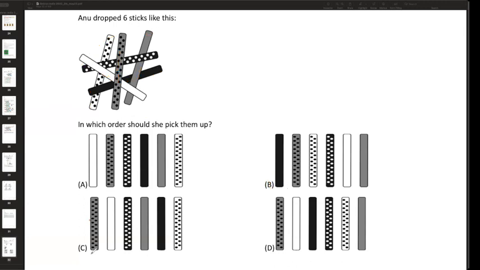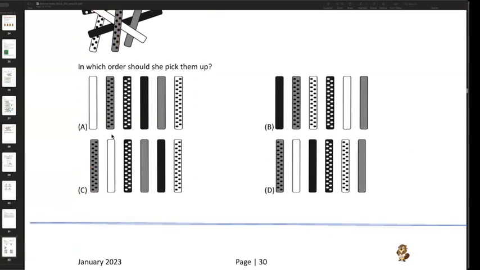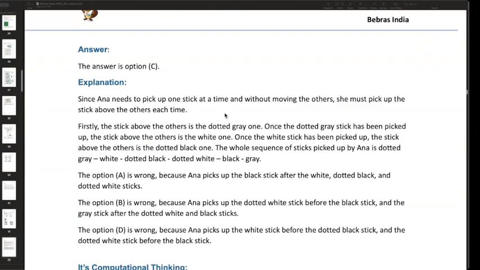So let's see that. The first stick is the gray stick with black dots, and this is the stick on the very top. The next one is the white color stick, which is the second in the order. And then the next stick is the black color stick with the white dots. And you can check the entire order and it keeps following it. Okay, so now I'll move on to the next question.